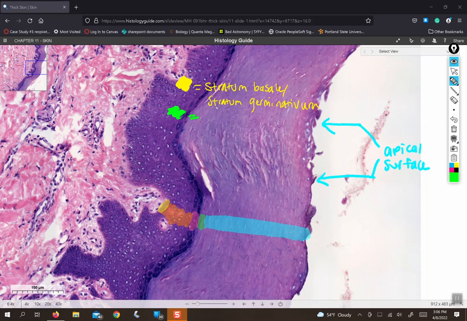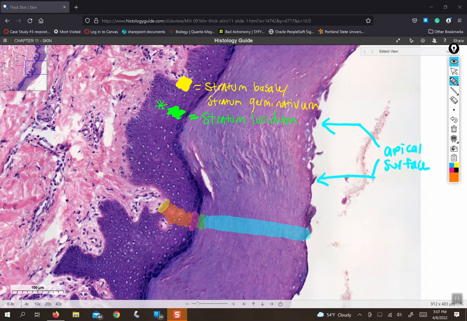a layer that's only present in thick skin. It's not present in thin, so for that reason, I'm going to put an asterisk here. And this is the stratum lucidum. It's a very thin layer of semi-transparent dying or dead cells right above this dark purple band here. So I'm bracketing the stratum lucidum here and here and here. So that's what it is. It corresponds to the area that I've colored with green.